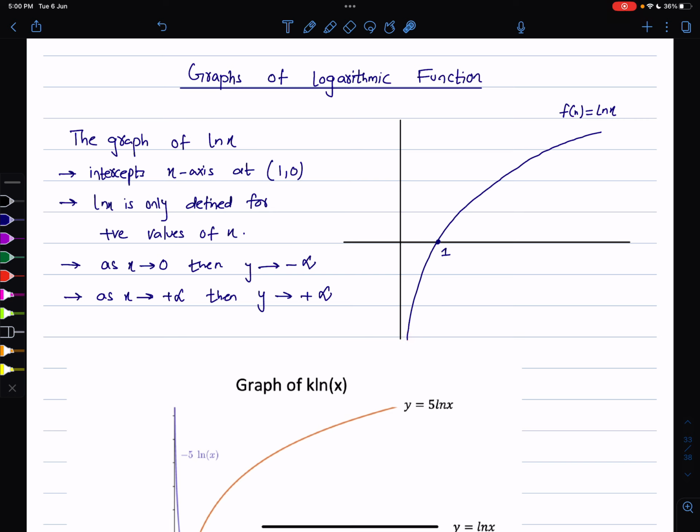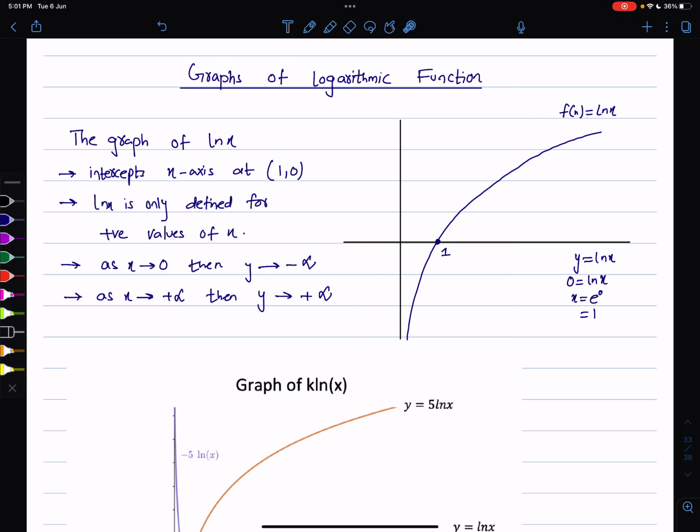Now, for example, if the function is y equals ln x and we want to find the x-intercept, we are going to plug in y as 0. So solving this for the value of x would be equal to e to the power of 0, which is 1. Hence the x-intercept is 1.